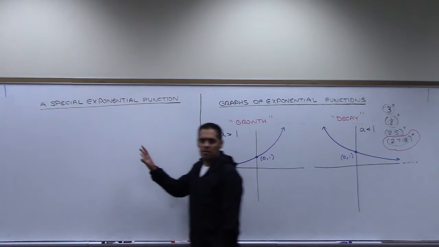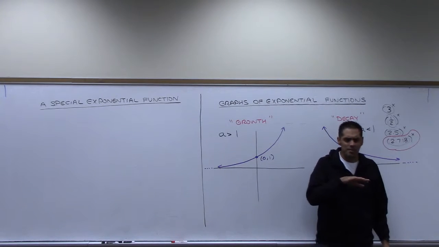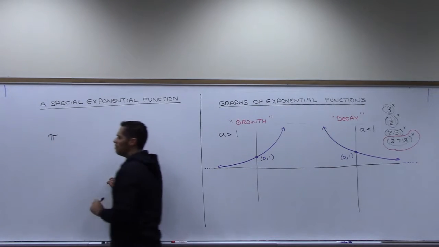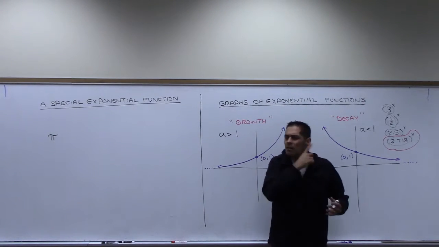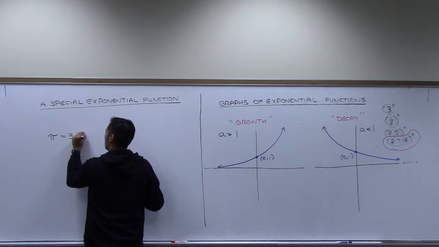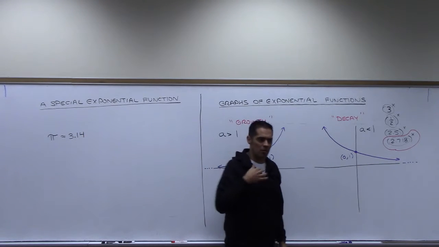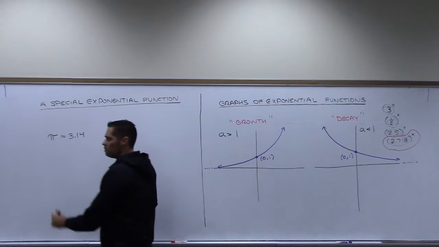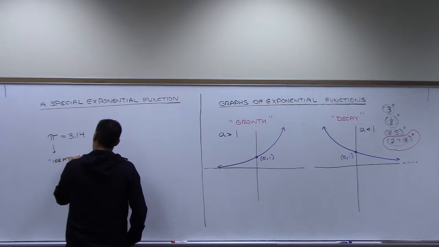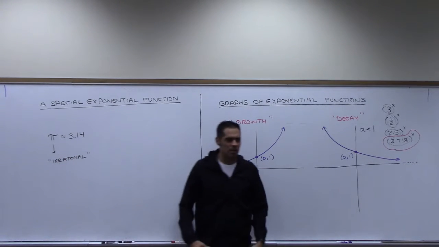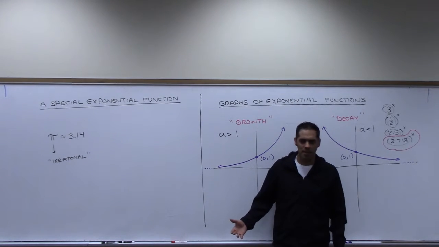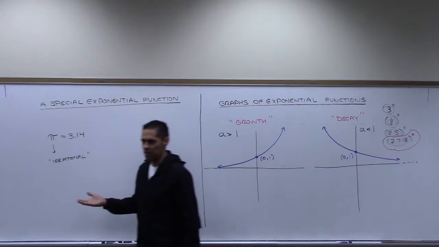All right, now before I tell you about this special exponential function, I want to ask you about numbers for a second. Do y'all know what the number pi is? Approximately what? 3.14, yeah, we use this little squiggly equals and we say 3.14. Now, do you all know that pi is called an irrational number? What does that mean?